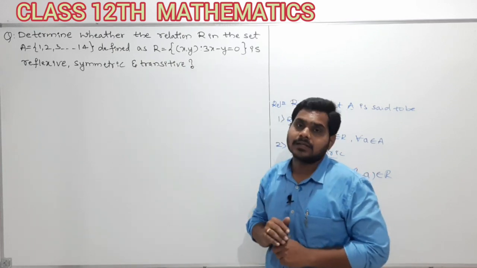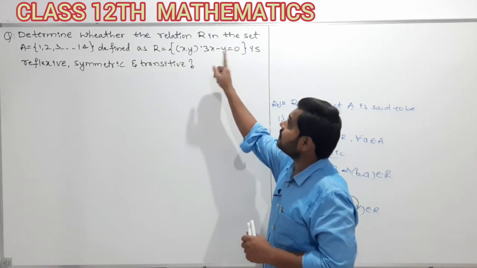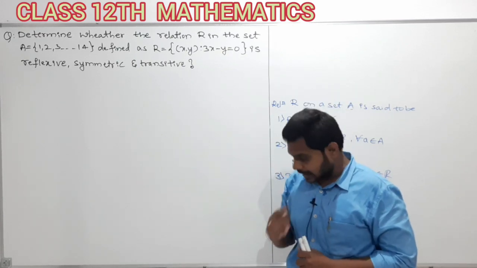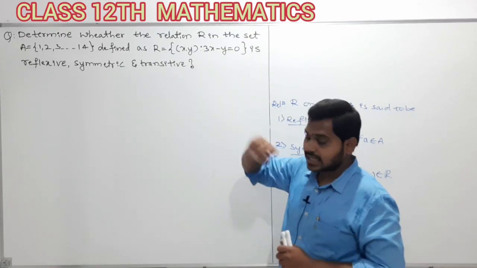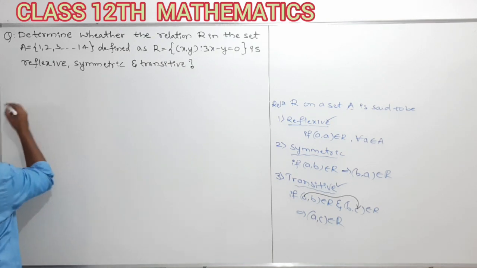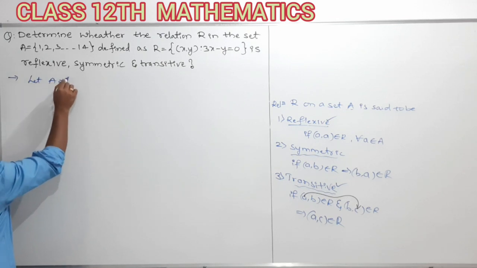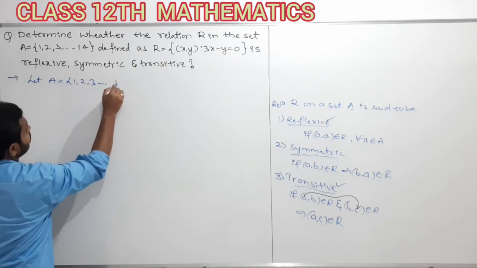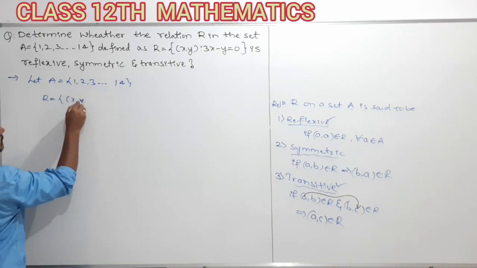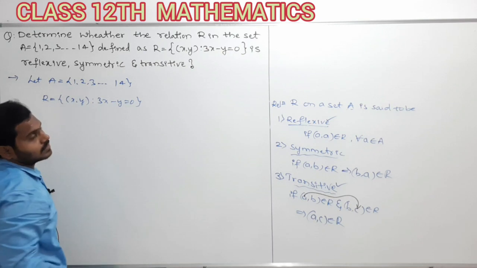Then what are those ordered pairs? After substituting the x and y values, if LHS is equal to RHS, such ordered pairs we should find out. For that reason, I'll take the first x value as 1, my dear students. Before that, let A equal 1, 2, 3 up to 14. And next, the relation. How do they define the relation? The relation is the collection of all elements such that 3x minus y equals 0. This is the relation they define.